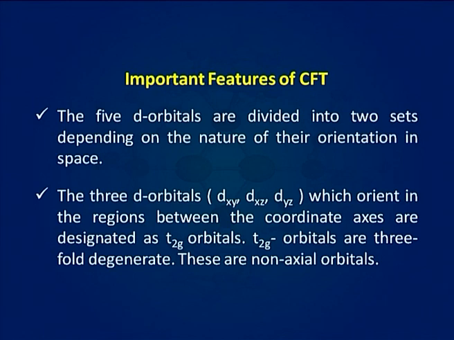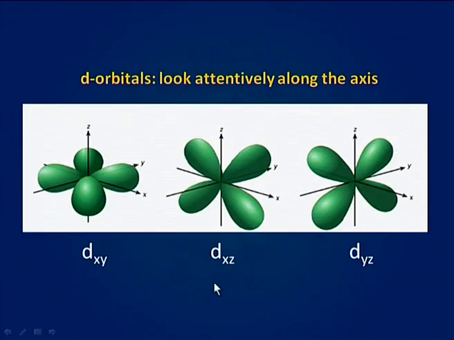T2g orbitals are threefold degenerate. These are non-axial orbitals. You can see these 3 T2g orbitals here. In dxy orbitals, lobes of the d orbitals are lying between the x and y axis. In dxz orbitals, lobes of the orbitals are lying in between x and z axis, and in dyz orbitals, lobes of the orbitals are lying in between y and z axis.